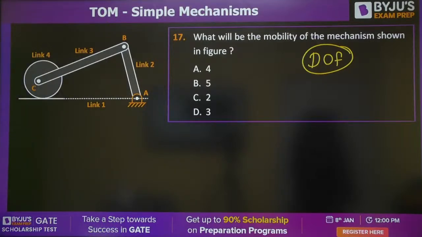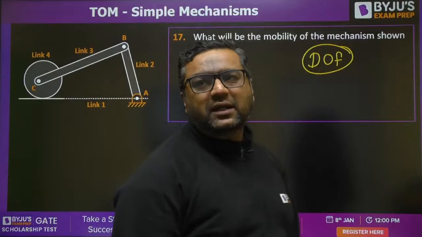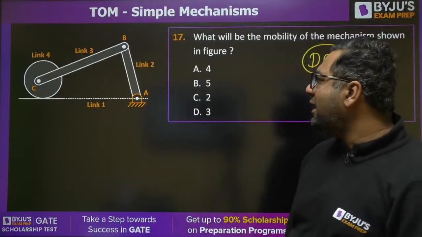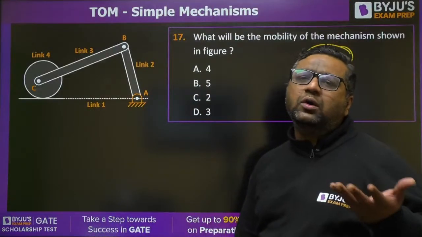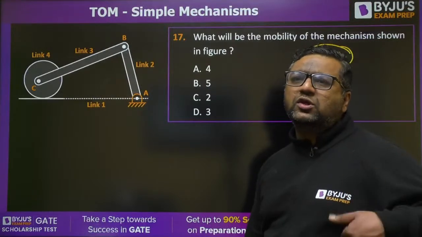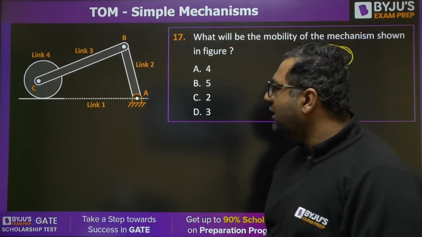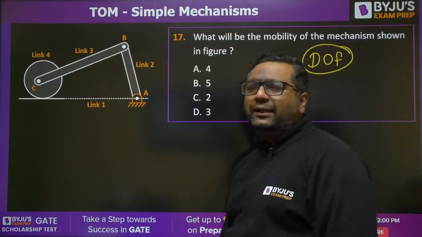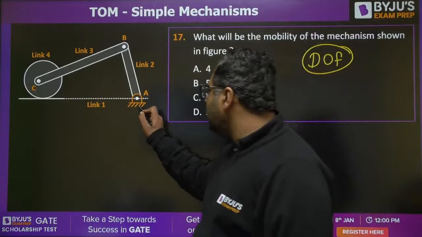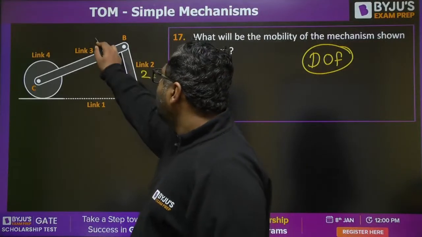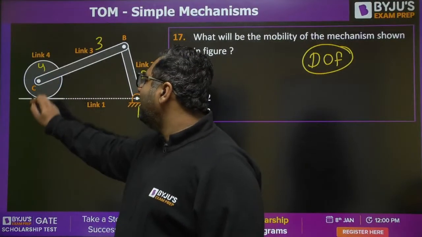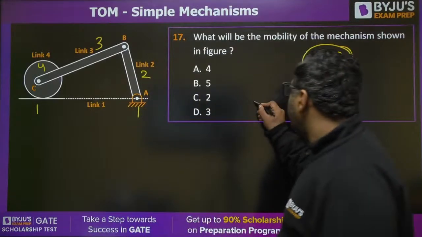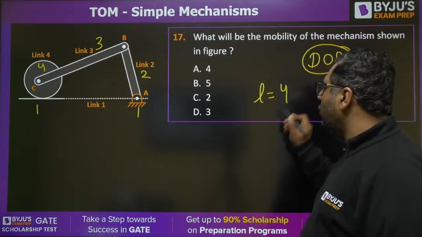Wonderful. What is the degree of freedom? Here many students are making mistake. That's why I have considered it also to tell you, like you were asking, sir, how we will get to know which motion is a redundant motion, which is not. So here you will get an idea which motion is redundant, which is not. Okay. So if you will see, this is link number 1, link number 2, link number 3, link number 4, and link number 1. So the number of links are equal to 4.